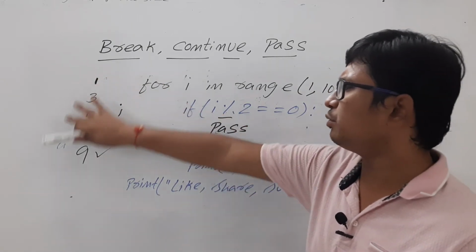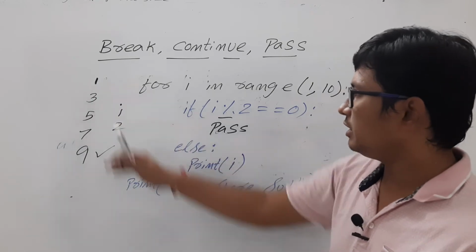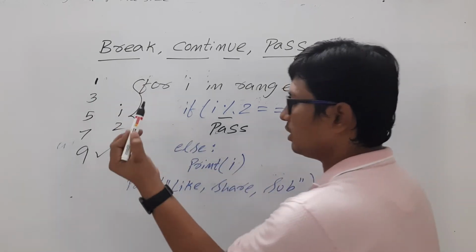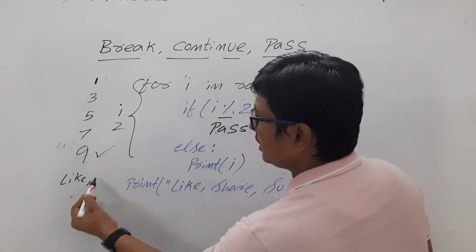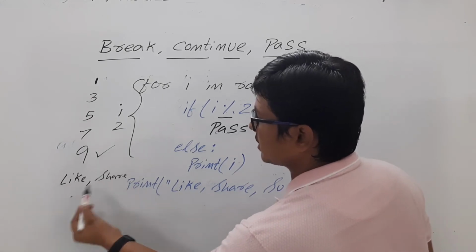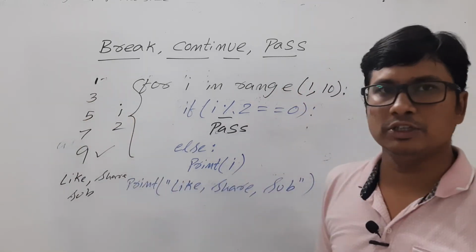Now, after printing 1 to 9, the next statement after the for loop, the control will come out from the for loop and this statement will be executed. So you will get an output called like, share, subscribe. Are you able to understand? So this will be the output if you execute this program.